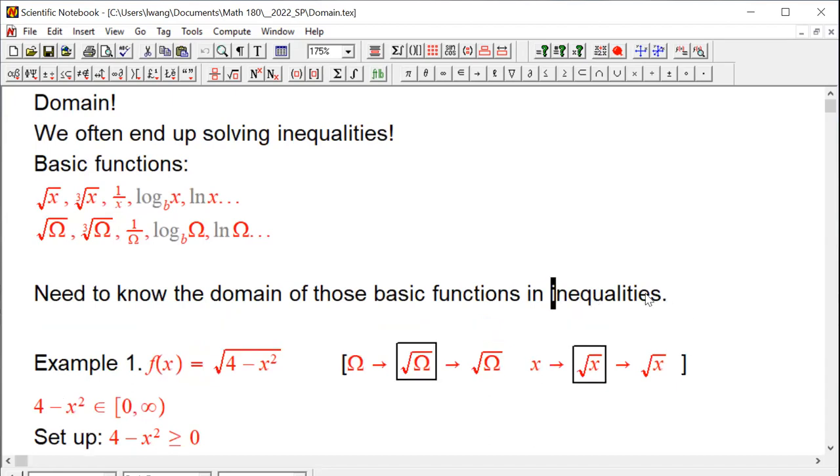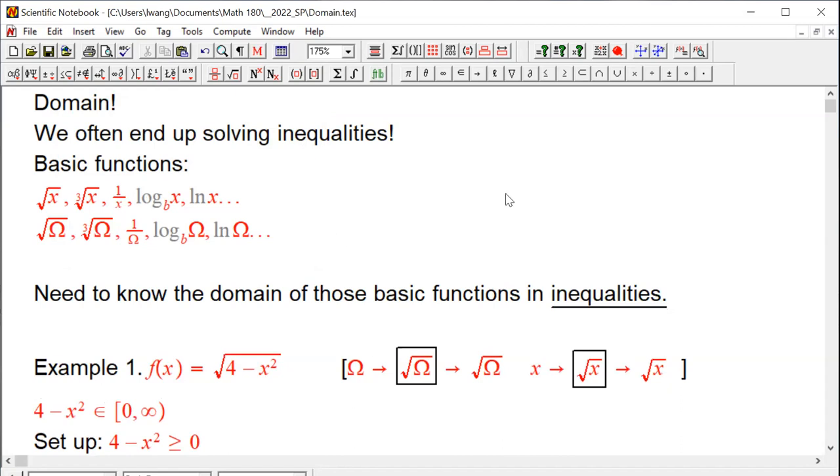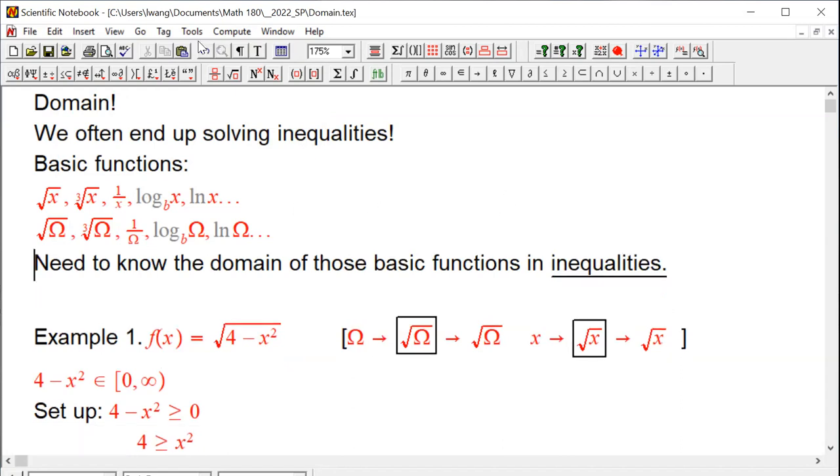So that's why I emphasize the use of inequalities. So please really make those efforts to try to work them out and express them well. And you will need that. Okay.